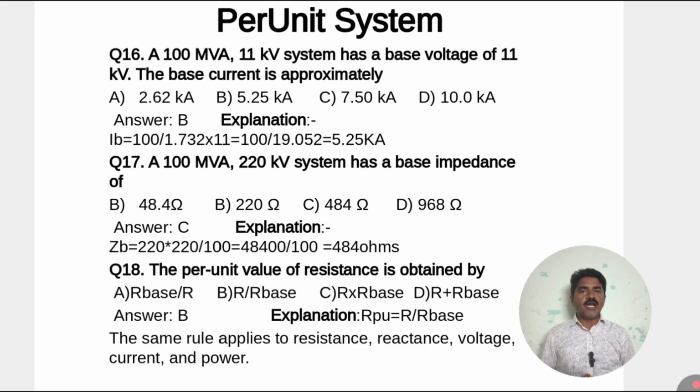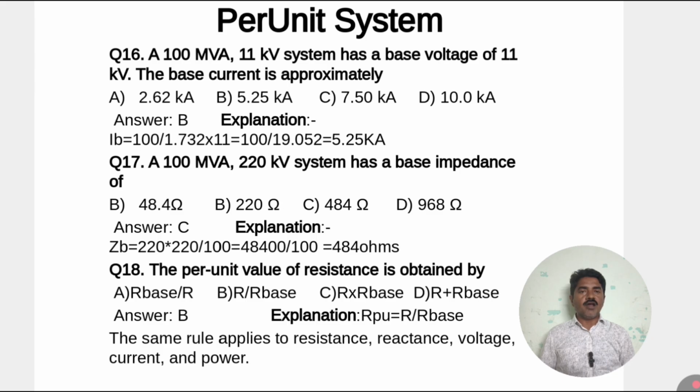17th one, a 100 MVA 220 kV system has a base impedance of. ఇక్కడ పవర్ ఇచ్చారు, వోల్టేజ్ ఇచ్చారు, మనం వచ్చేసి బేస్ ఇంపిడెన్స్ కనుక్కోమన్నారు. దానిలో వచ్చేసి ఫార్ములా ఏంటంటే ZB is equal to VB square by SB. From that equation you will find out 484 ohms is the answer. Here C is the answer.